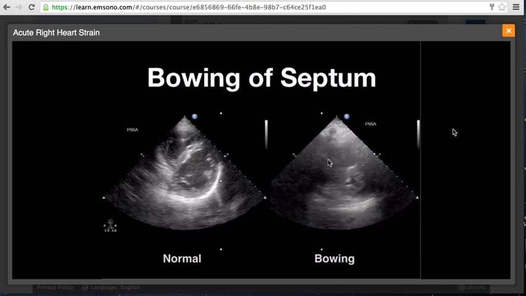Now take a look at this patient who has a large central pulmonary embolism. You can see just with the naked eye in this parasternal long axis window that the RV is dilated as compared to the LV, and you can also see that there's paradoxical bowing of this septum due to high right-sided pressures.